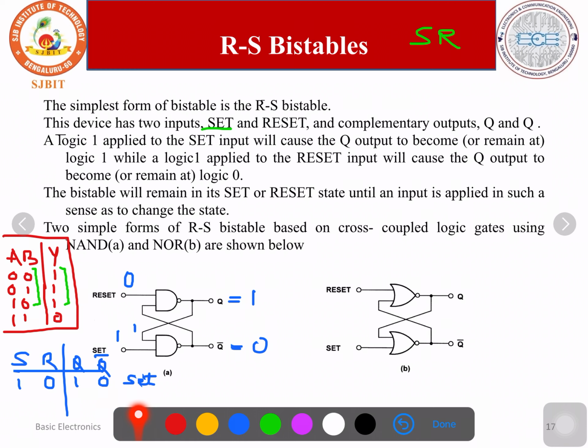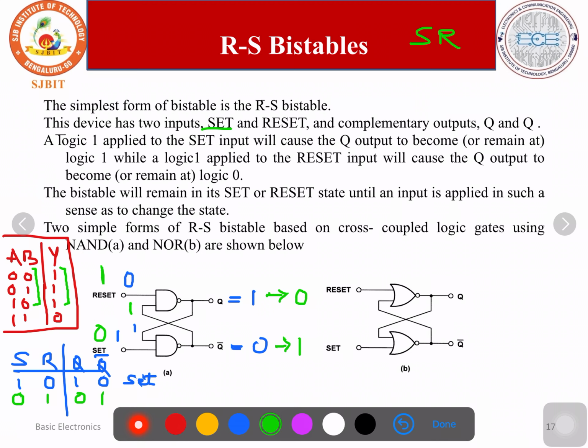Now let us change to S is equal to 0, R is equal to 1. Concentrate on the green mark. Set is equal to 0, reset is equal to 1. Any one of the inputs is 0, the output is 1. So 0 changes to 1. This 1 comes here. So 1 and 1, it is the complement of the AND, so the output is 0. It changes to 0. Now Q is equal to 0, Q bar is equal to 1.